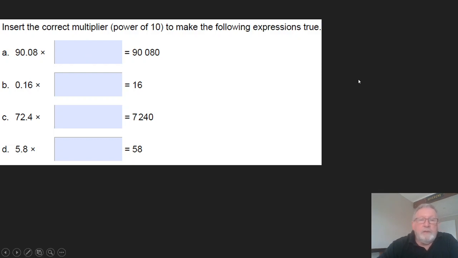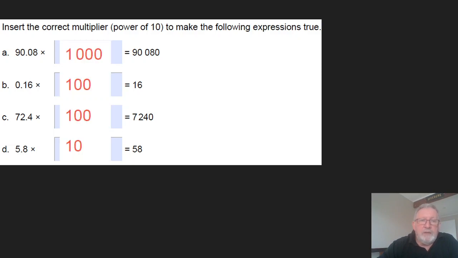Well, I hope you're working confidently, so let's see what the first one says. Did you predict it's by 1,000? Indeed it is. It has moved 3 places. The decimal point in 16 hundredths is before the 1. When there's no decimal point shown, we assume it's after the last digit, as it is indeed. So to move it those 2 places, it had to be by 100. To go from 72 and 4 tenths to 7,240, it's multiplied by 100. And in the last one, it was multiplied by 10.